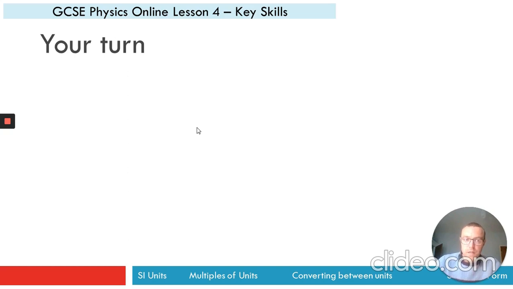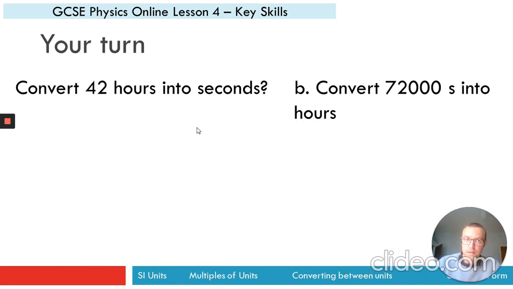Your turn. Either multiply or divide by 3,600. I'd like you to pause the video and give it a go. You can pause it now. It has been unpaused, I was just joking with you there. Okay, so let's see what you got.